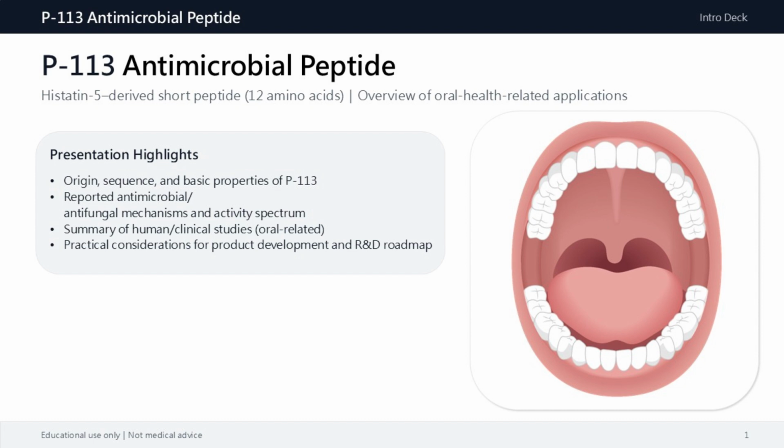Whether you are focused on basic research or product development, this roadmap will provide a comprehensive look at how P113 can be leveraged in the next generation of oral care solutions.